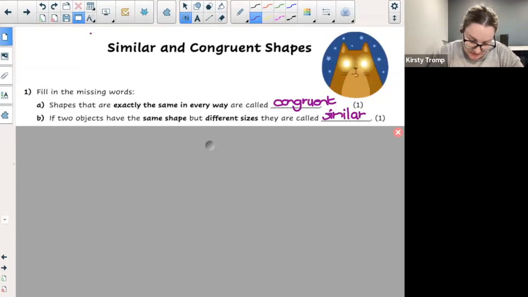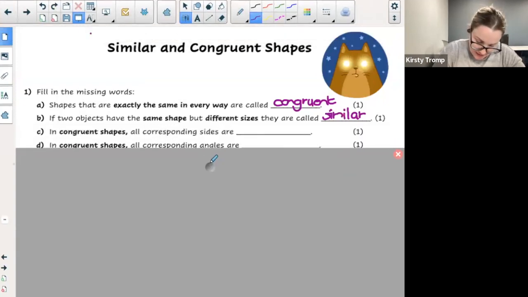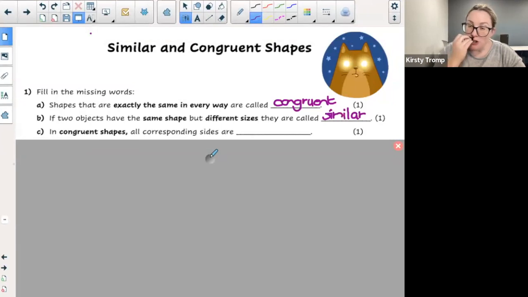All right, let's have a look at the next one. Oh dear, lost my mouse. There we go. So my next one that I need to look at is as follows. In congruent shapes, all corresponding sides, so that's the sides that are equal to each other. Okay, so in congruent shapes, all corresponding sides are, Umar, what's my answer going to be?